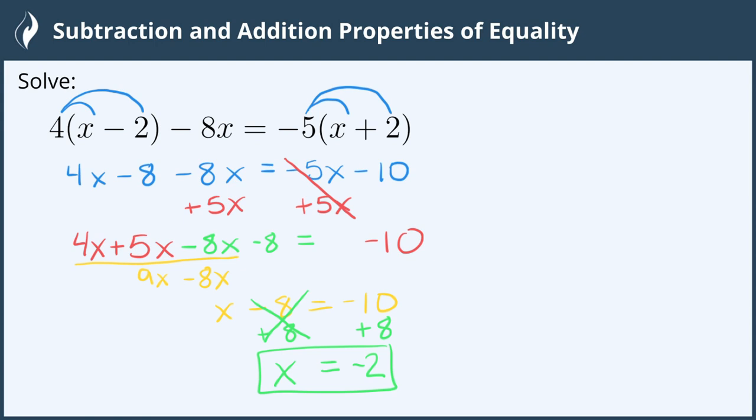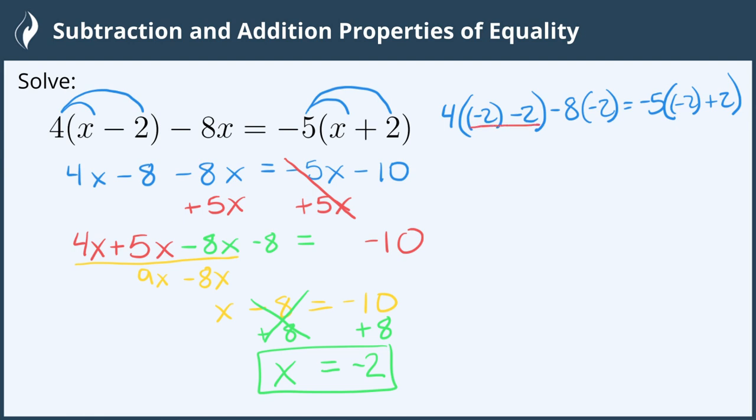And every time we substitute the negative 2 in, we will put it in parentheses so that we don't get any of the operations or the signs mixed up. So we have negative 2 minus 2, minus 8 times negative 2, equals negative 5 times negative 2 plus 2. There we go. Okay, so on the left-hand side, let's go ahead and simplify.